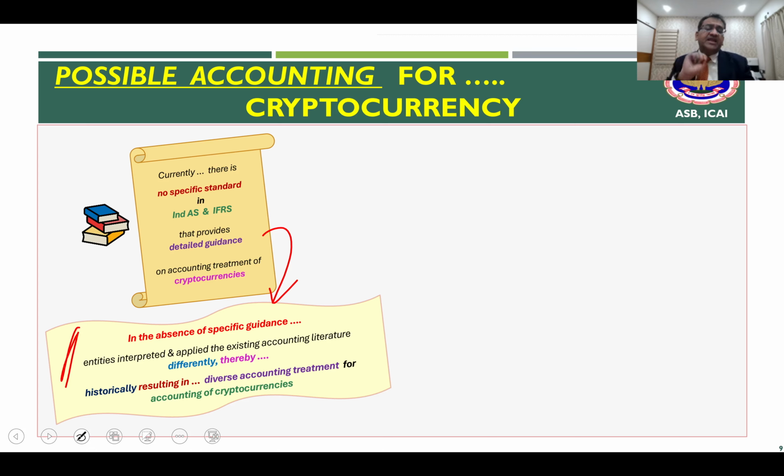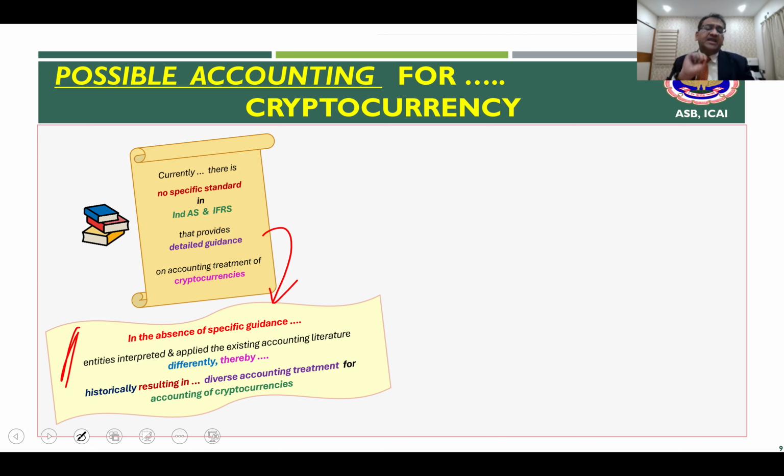Or is it a financial asset measured at fair value through P&L, which is covered under the financial instruments standard? Or is it inventory under Ind AS 2? Or is it an intangible asset? Now these are the possible options when somebody is applying their mind for the first time to determine what could be the possible accounting for the holders of the cryptocurrency. These are some of the options which come to mind. Can you fit into any of these accounting requirements? So we will look at each one of them.